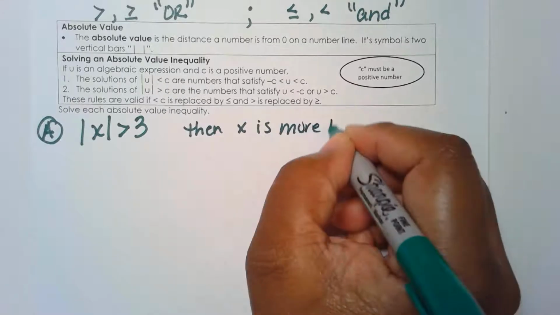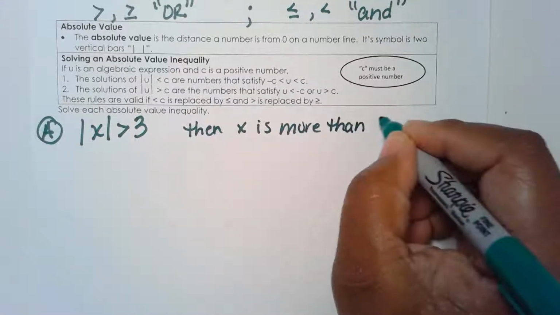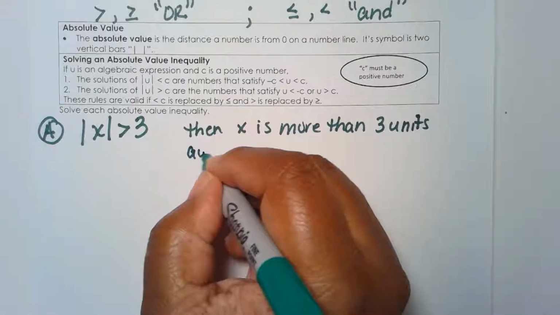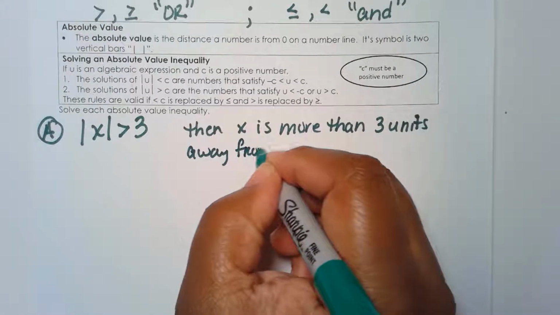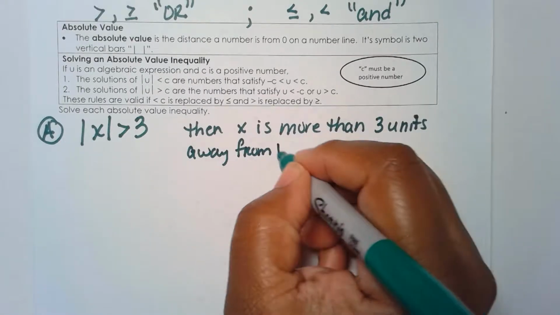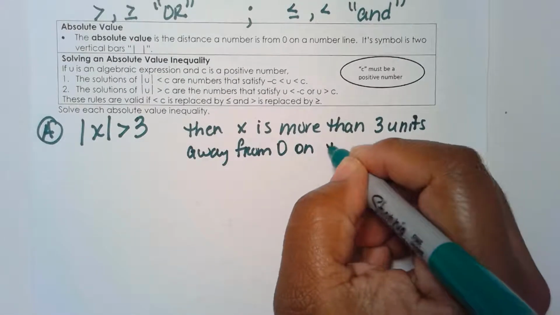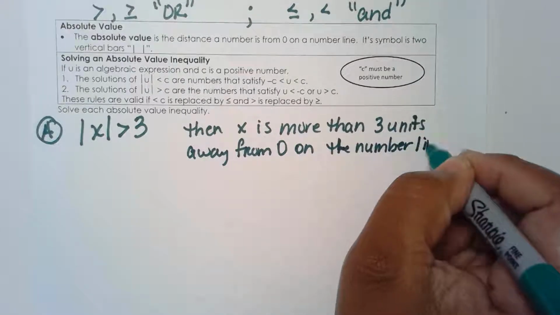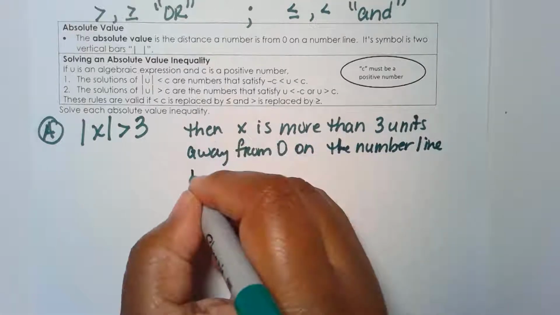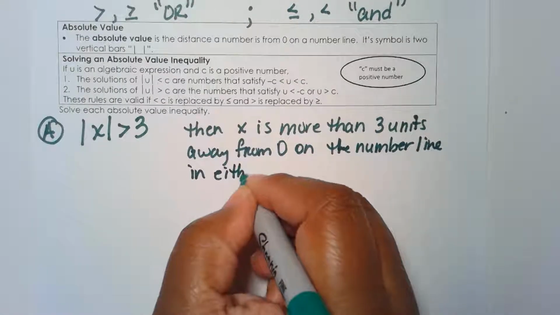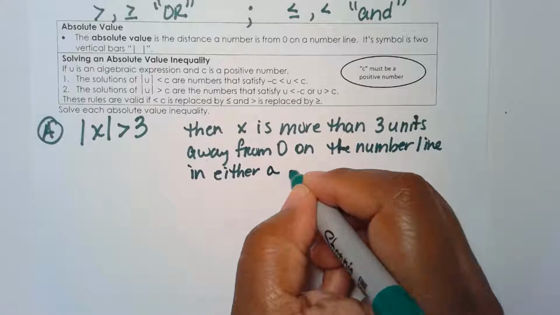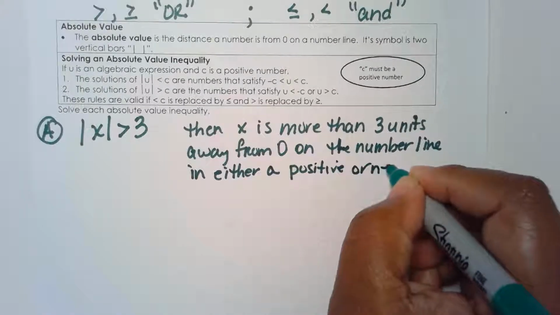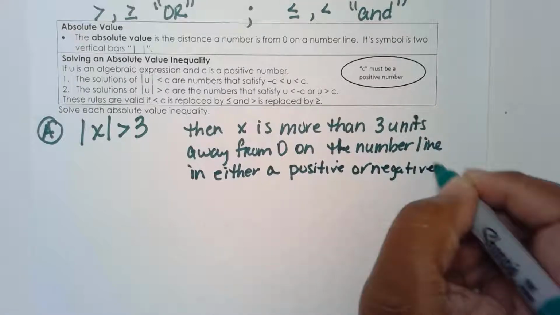from 0 on the number line in either a positive or negative direction.